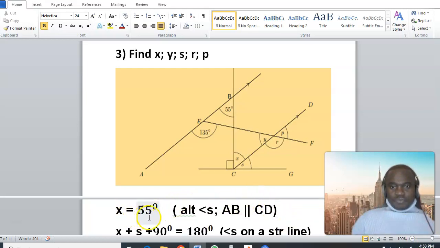We know x is equal to 55 degrees because CD is parallel to AB, or AB is parallel to CD, because of these arrows. They are parallel. So this becomes our transversal line. So x is 55, equal to this. It alternates, looks like a Z. So this angle x is equal to 55. Alternate angles, AB is parallel to CD.